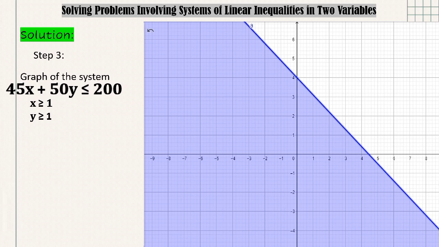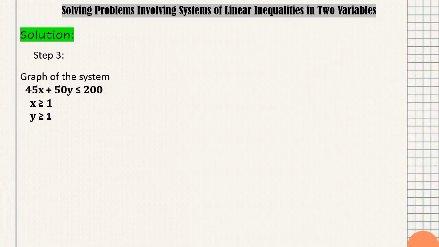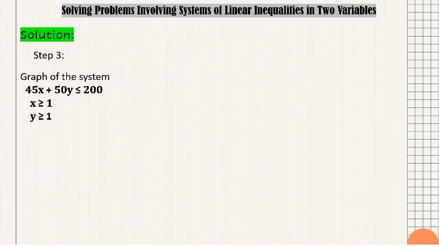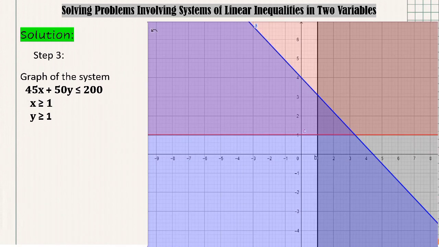Next, x is greater than or equal to 1. The black solid line and the black shaded region is the graph of x is greater than or equal to 1. Next, let's graph y is greater than or equal to 1. The red solid line and the red shaded region represents the graph of y is greater than or equal to 1.